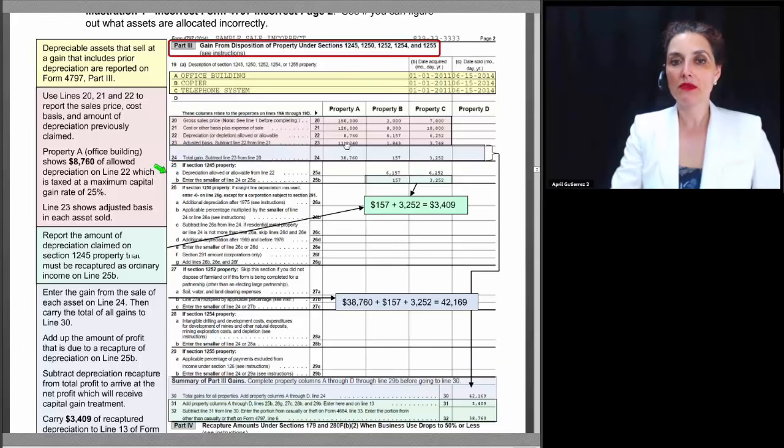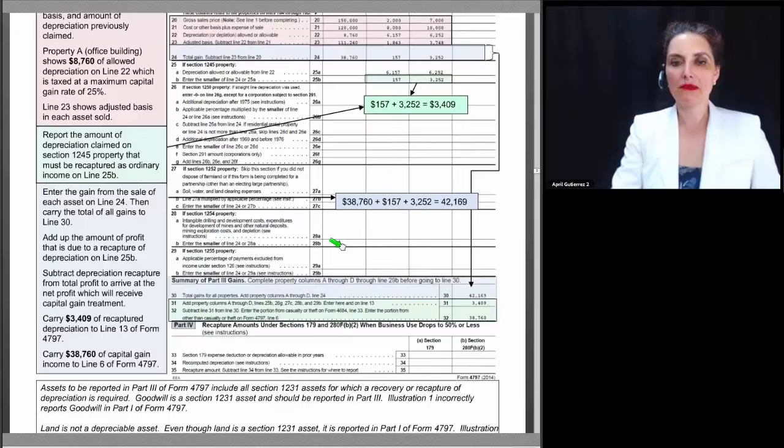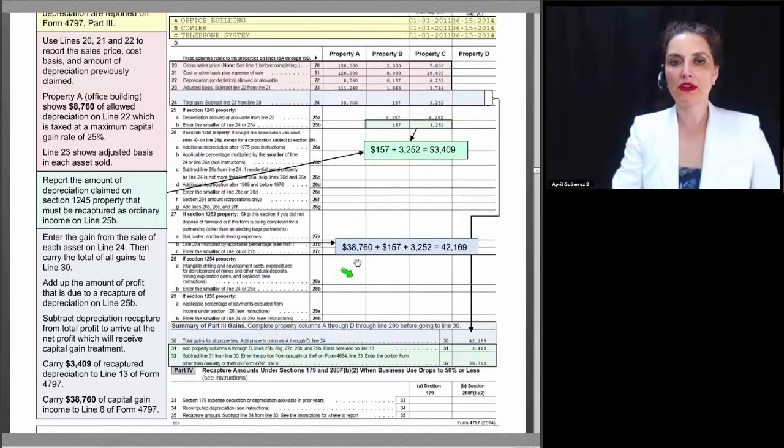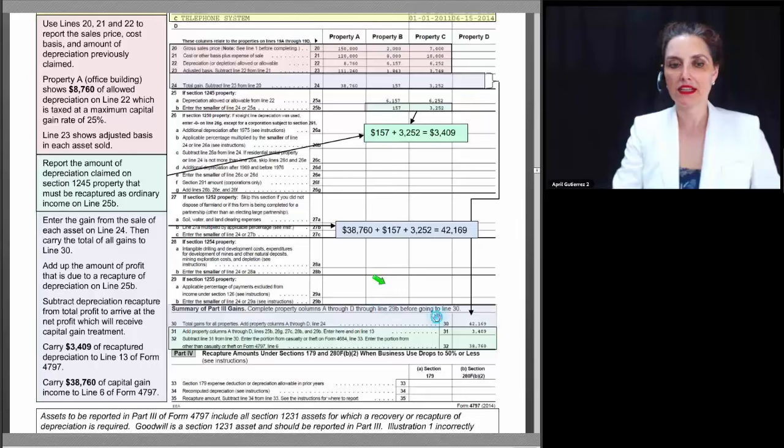So the other number we're interested in is this $8,760. Then we go down to the bottom of the form and we figure out what our total profit is. We've got $38,760 plus $157 plus $3,252. We take all of those numbers, add them up, and we've got $42,169. That's the total gain for all properties listed on Part 3 of the form.